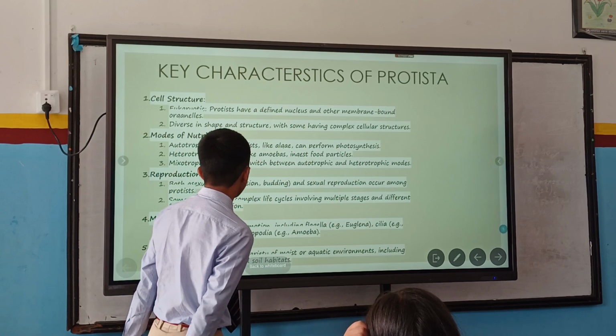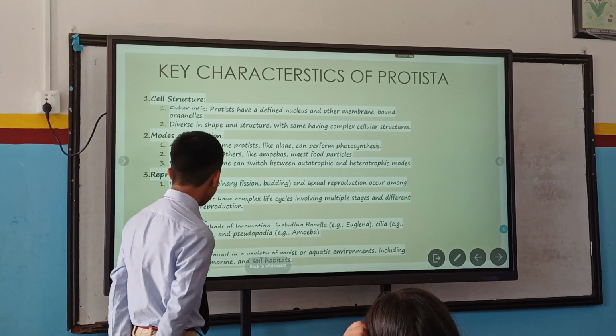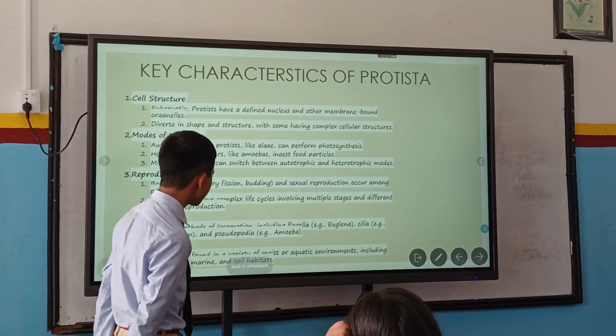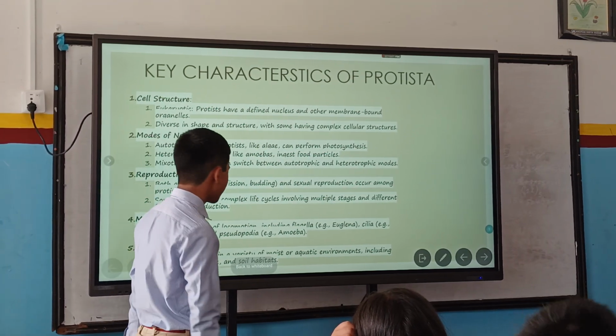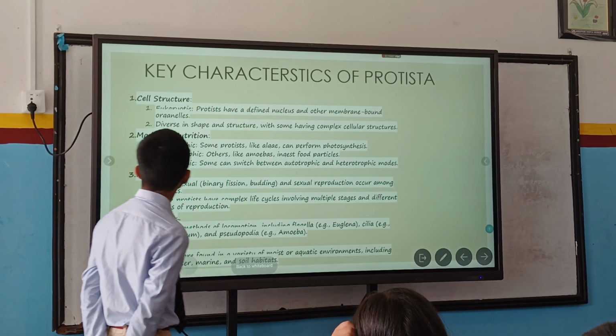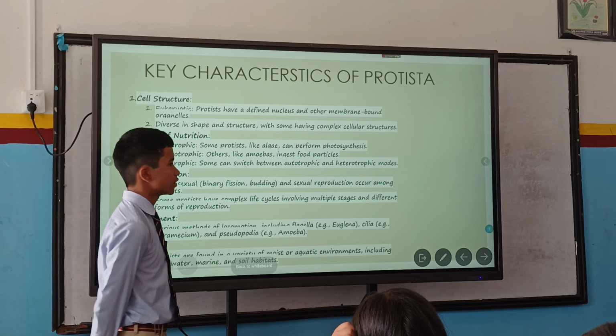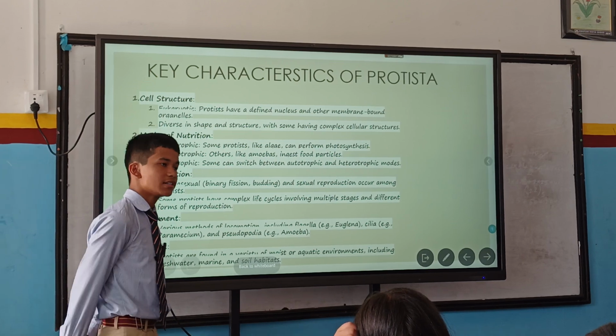Paramecium, and pseudopodia, for example amoeba. Habitat: protistas are found in a variety of moist or aquatic environments, including freshwater, marine, and soil habitats. Protistas have a well-defined structure and a well-defined body system.